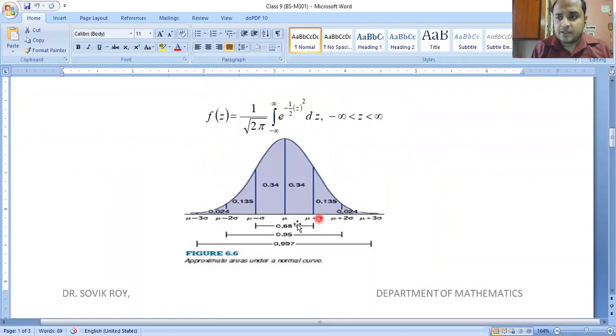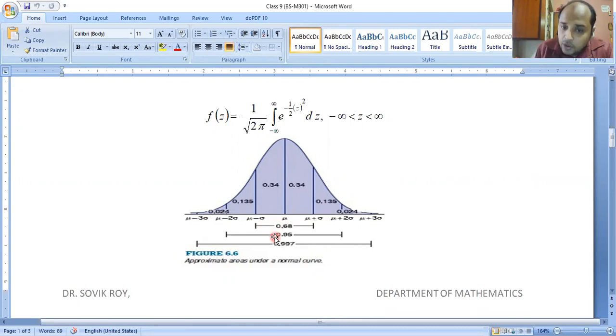Suppose, for the time being, I am talking about the normal variable x. For x, the mean is mu. Now, if you move sigma distance apart on the left hand side, you will reach the mu minus sigma point, and a sigma distance on the right hand side will take you to the mu plus sigma point. These two points are equidistant from mu. And not only that, the entire region from mu minus sigma to mu plus sigma will contain 68% of the total area.